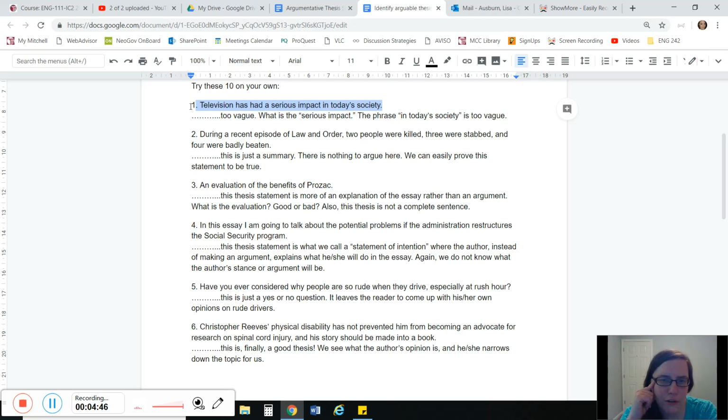It's really hard to narrow down or really nail down exactly what this argument is saying. So it's not detailed enough. There's no focal point to this thesis statement. Okay, so what about this?